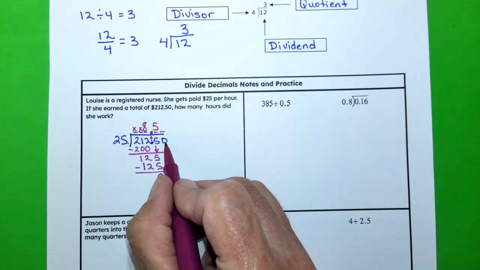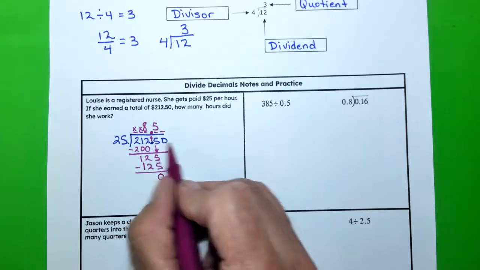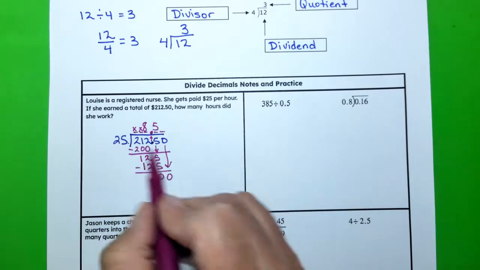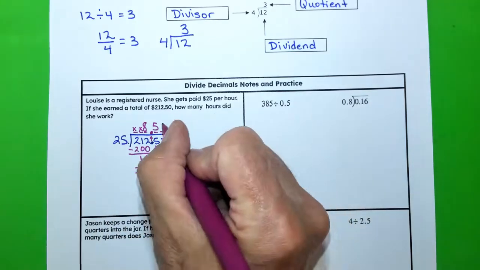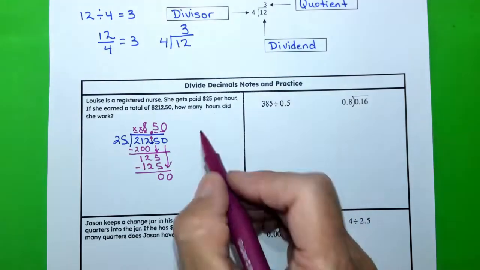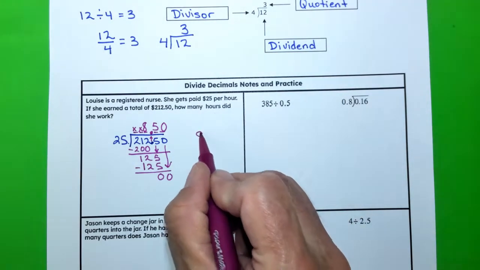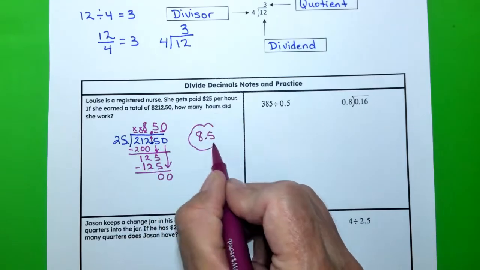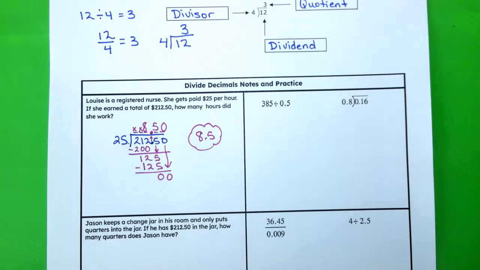Now, I have a 0 here. I have a choice. I can either drop it off and just give me 8.5, or I could bring it down and say how many 25s fit into 0. That would be 0. I have nothing left. I am finished. My final answer is Louise worked 8.5. I'm going to drop that 0 off. Hours. Good for her.